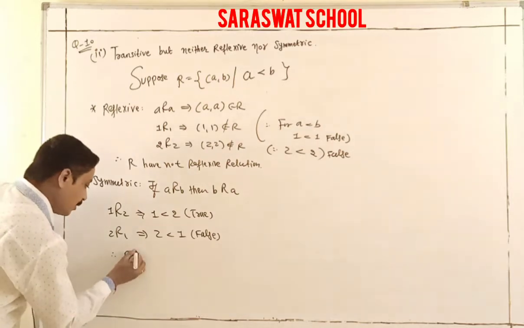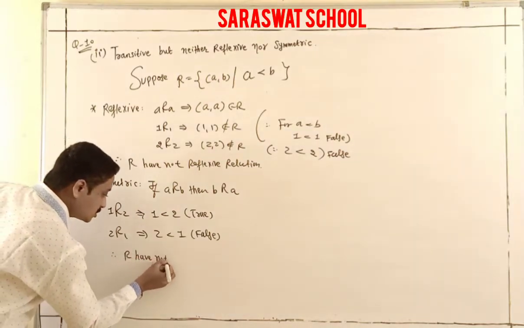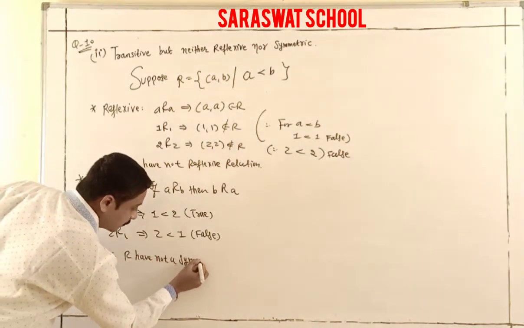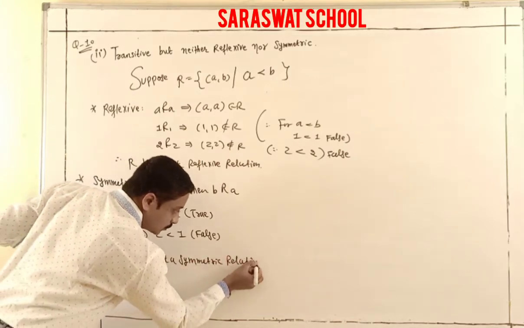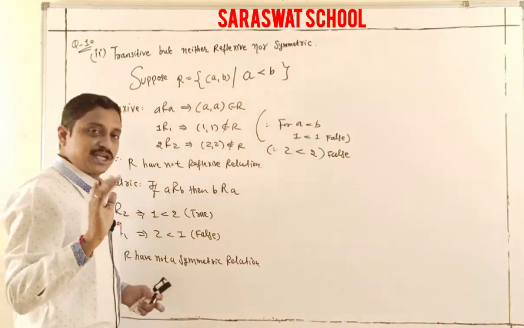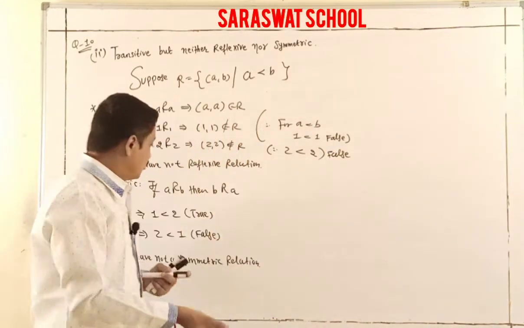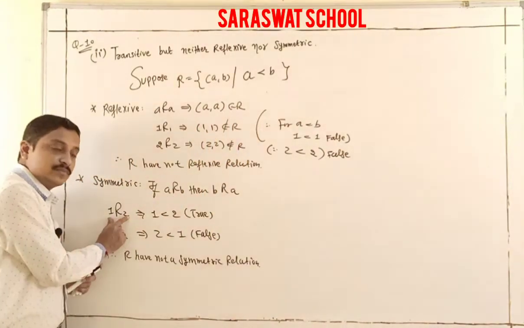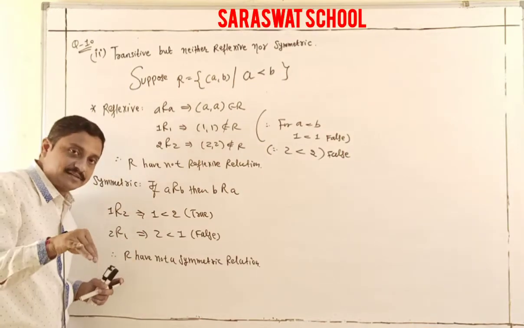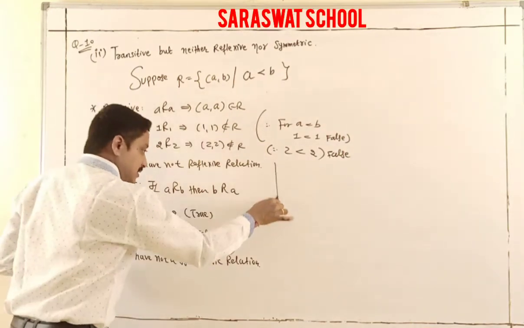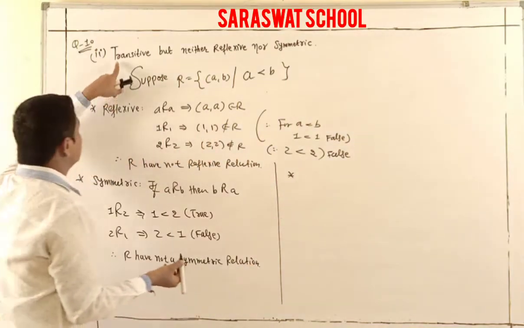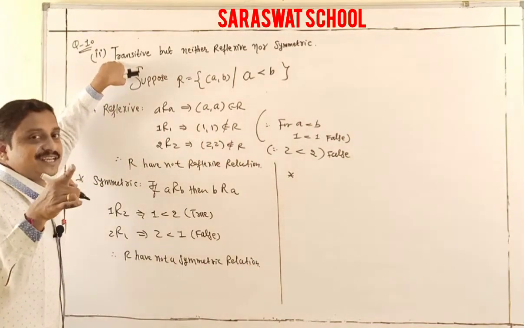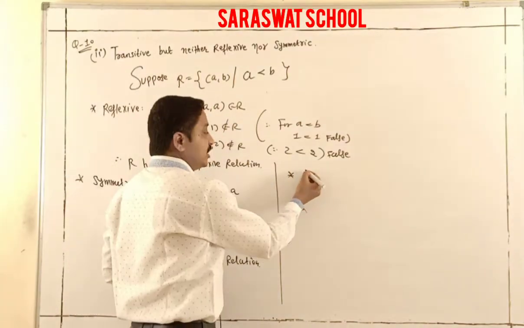So here R is not a symmetric relation. Students, you can also take different numbers, but the first data must be true and the second data is checked. Now the third rule, proving that the transitivity relation exists. Don't worry, we also do that here.